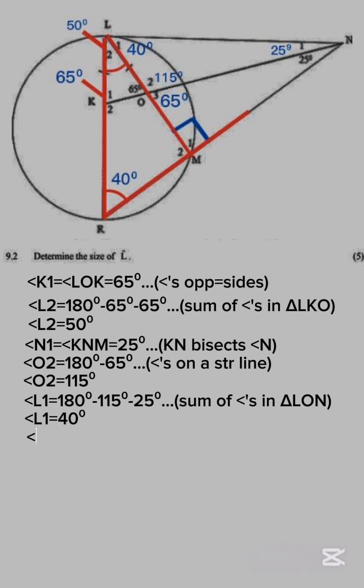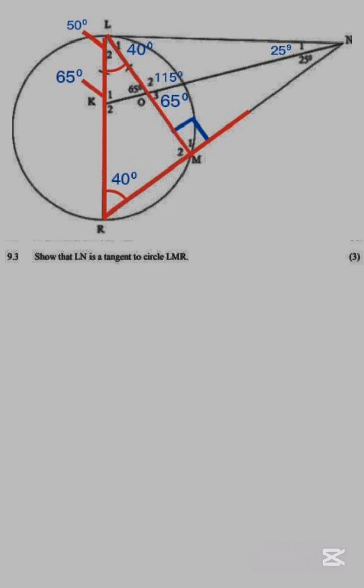Since angle L is equal to angle L1 plus angle L2, angle L is equal to 40 degrees plus 50 degrees, angle L is equal to 90 degrees. We are done with question 9.2. We can move to the next question. 9.3. Show that LN is a tangent to the circle LMR. The very first thing we must do, we must draw a circle that passes through points L, M, and R. Let's draw it. Okay, we are done with drawing the circle.